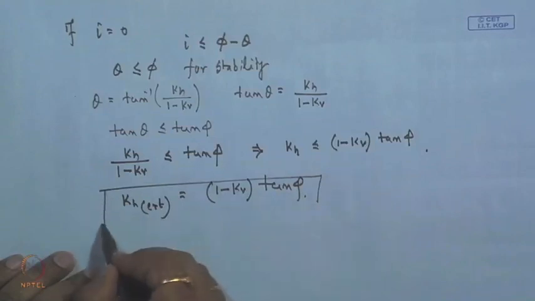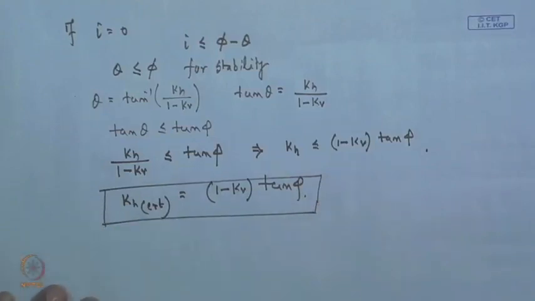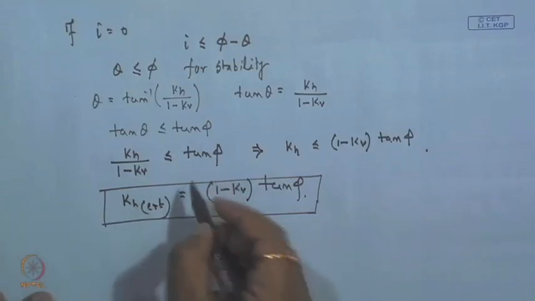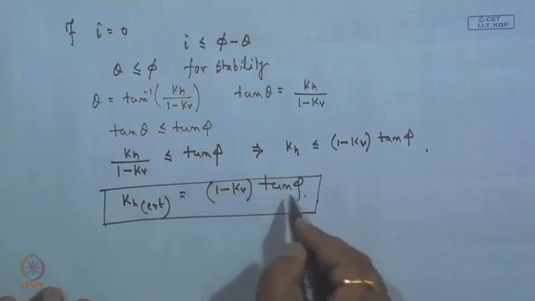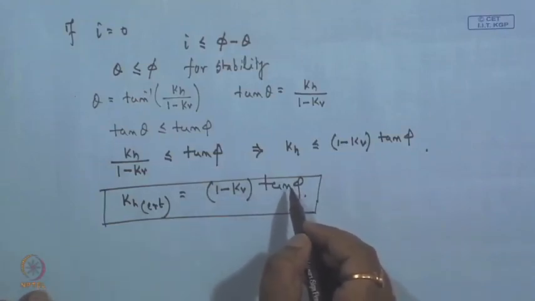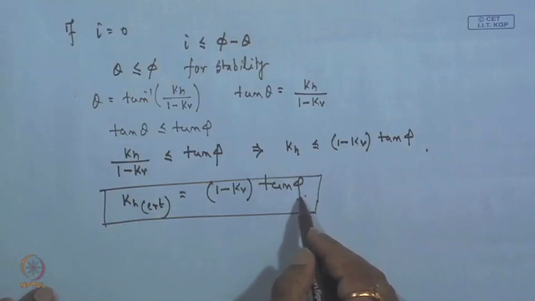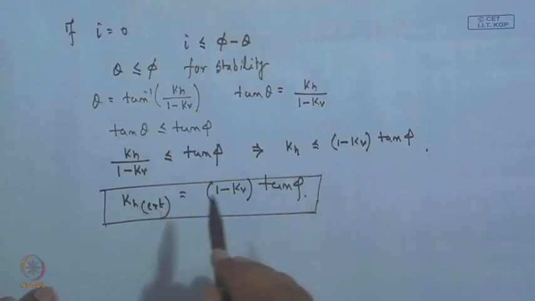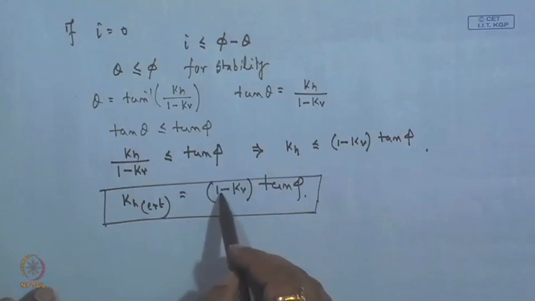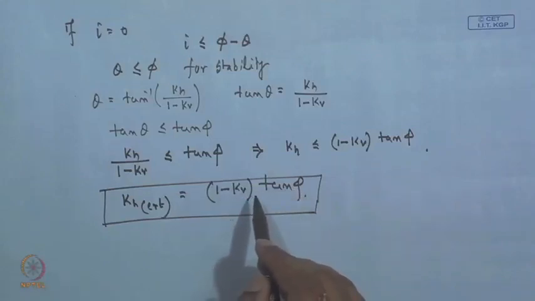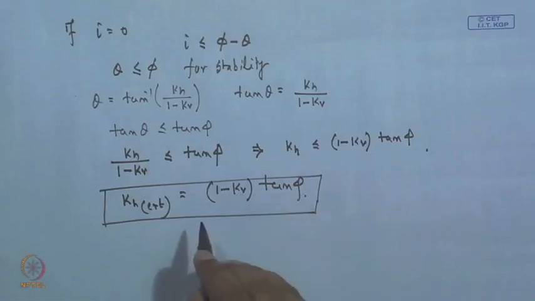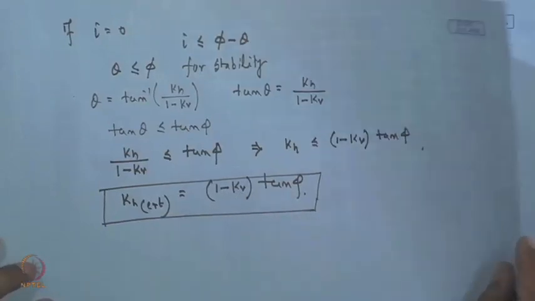So, when you choose the k_h value for the design, the critical k_h value is (1 minus k_v) into tan phi. We cannot use a k_h value greater than that, because to get stability and the equilibrium condition, k_h should be less than or equal to (1 minus k_v) times tan phi. So, this is the process by which we can determine the seismic earth pressure for the retaining wall.